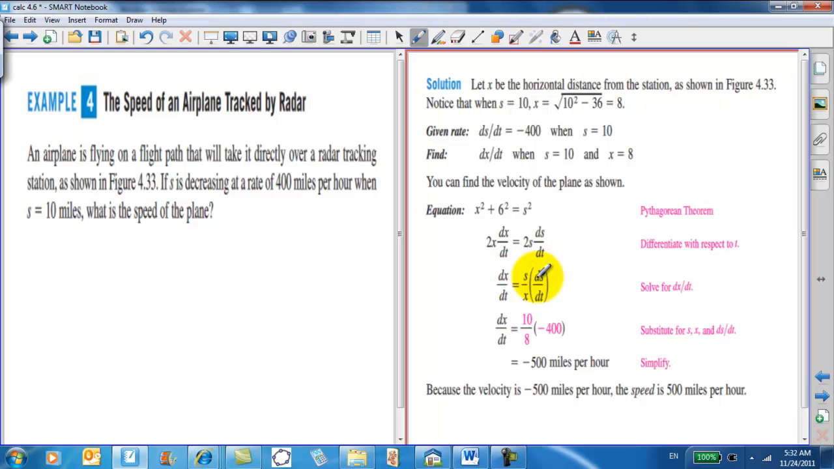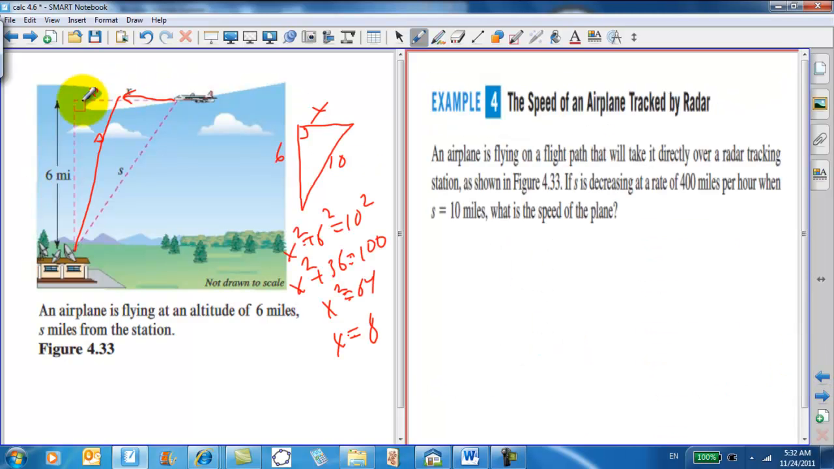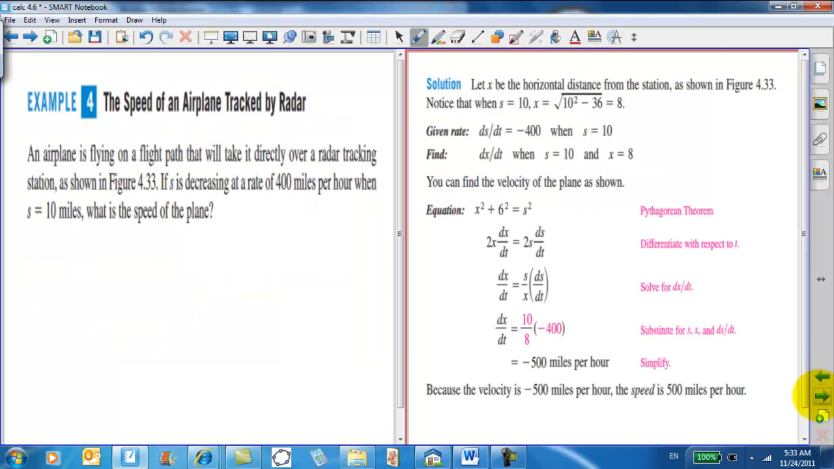Now we can substitute the values in: 10 for s, 8 for x, negative 400 for ds/dt. That was all given, and you have negative 500 miles per hour. The velocity is negative 500 miles per hour. The speed, which is the magnitude of velocity, you can just say the positive part, 500 miles per hour. It says negative because it is getting smaller. If you look back at the original diagram, as the plane moves in, this side of the triangle, x, is getting smaller, as is s. That's why ds/dt was given as negative 400.